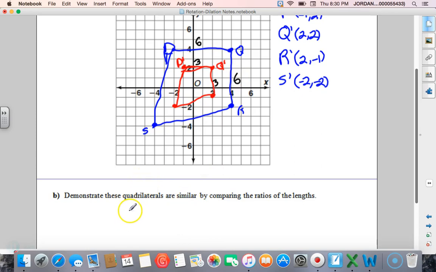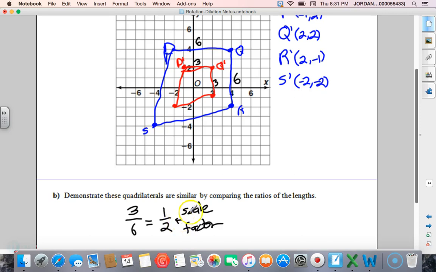So remember, we talked about scale factor. On the last slide, it's the length of the new image divided by the length of the pre-image. So our new image is 3 divided by our pre-image, which is 6. And we know 3 over 6 reduces to 1/2. So this is our scale factor. I'm going to just write that here for you. This is my scale factor.